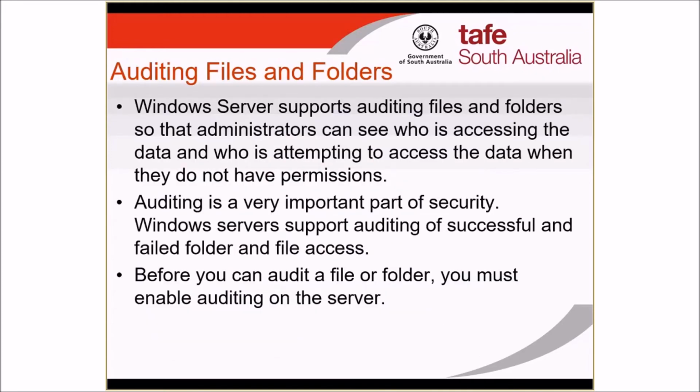There's also auditing files and folders. So what is auditing? In security, there are the three A's. Authentication is proving who you are, usually with a username and password. That's how you guys logged in. That's the first A. The second A is authorization, giving people permissions to do things. We just spoke about that.